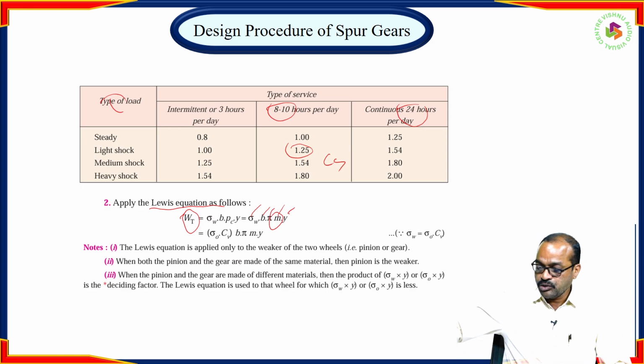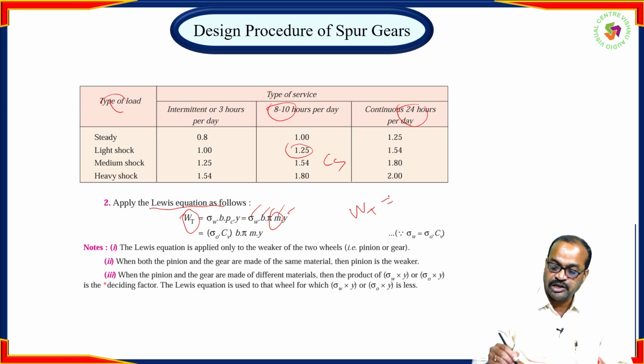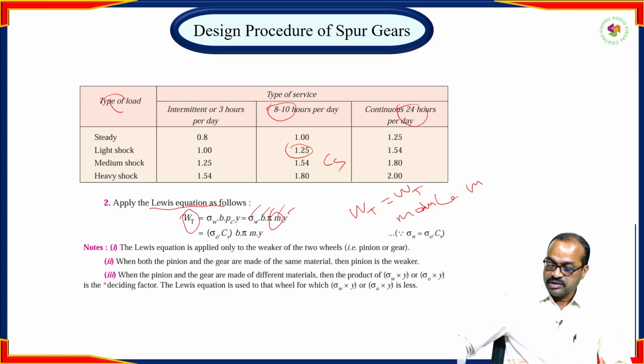So as I told, you will get 2 WT. One with power, it has the value. Comparing with the second Lewis WT, it consists of this module. Comparing both values, at the end after the simplification, module m may be calculated. Okay, that is the third step.